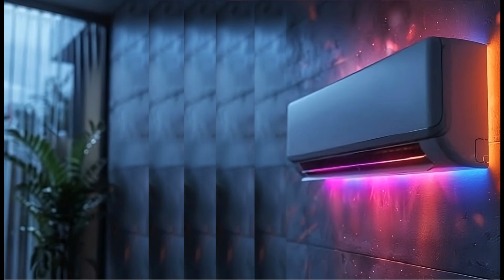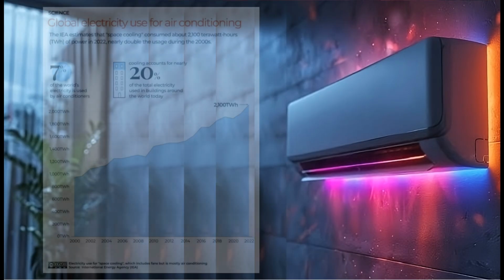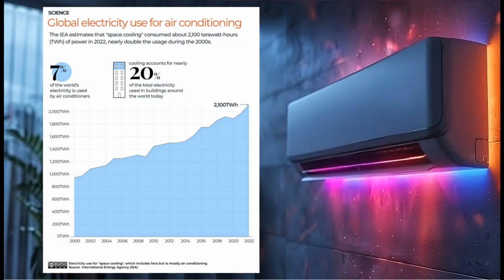How much do air conditioners contribute to global warming? While air conditioners provide much-needed relief from extreme heat, they also contribute significantly to the very problem they're trying to solve, global warming. According to the International Energy Agency, IEA, space cooling technology, which includes air conditioners and electric fans, consumed about 2,100 terawatt-hours, TWh, of electricity globally in 2022. That's about 7% of total global electricity use, which was roughly 29,000 terawatt-hours. When looking specifically at buildings, cooling accounts for nearly 20% of electricity consumption.